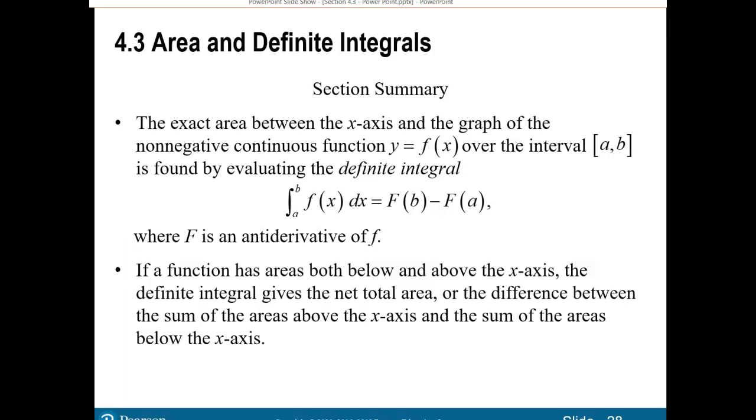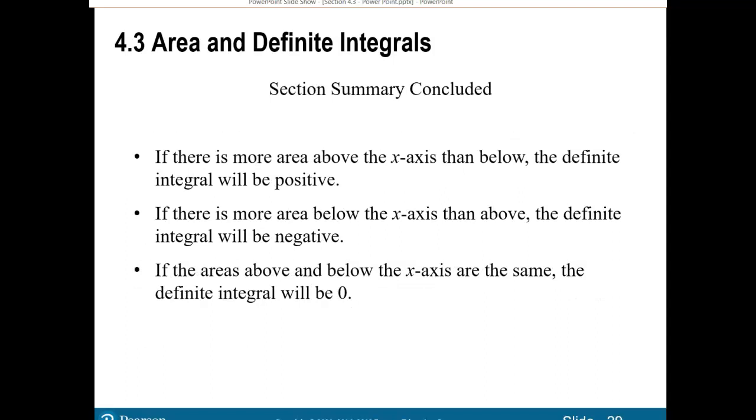So if there's more area above, it's going to be positive. If there's more area below, it's going to be negative. If there's equal amounts of area, it's going to come out to be 0. So this is what I just said. If there's more area above than below, it's positive. More area below than above, negative. And if the areas above and below are the same, the definite integral will be 0. All right, so that is the end of section 4.3.